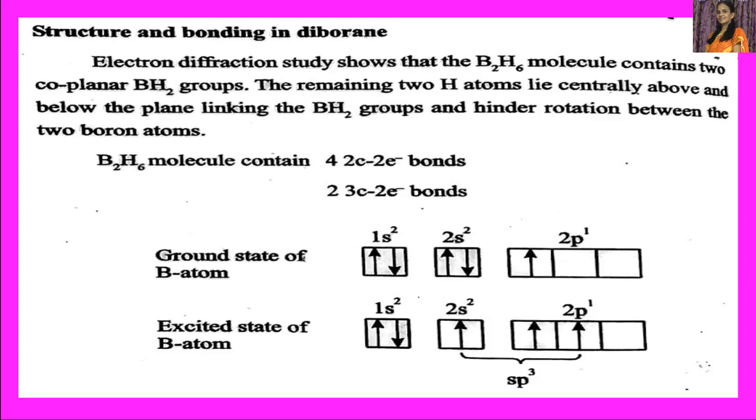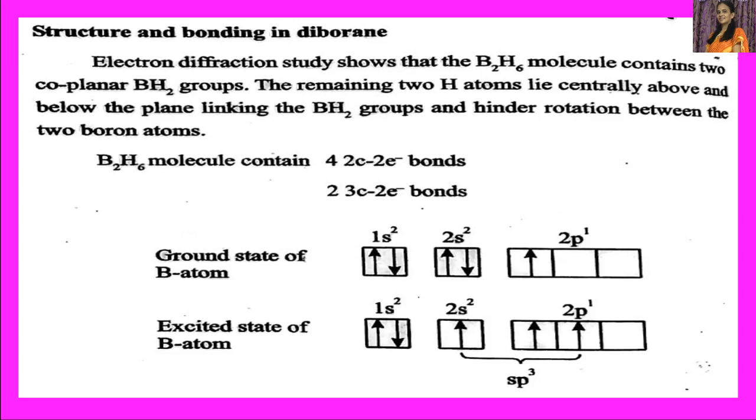Now let us discuss this. The B2H6 molecule contains four 2-center 2-electron bonds, which are normal bonds, and two 3-center 2-electron bonds. These are the special bonds, also known as banana bonds or tau bonds. So these four are normal 2-center 2-electron bonds, whereas these two are special three-center two-electron bonds, called banana bonds or tau bonds.